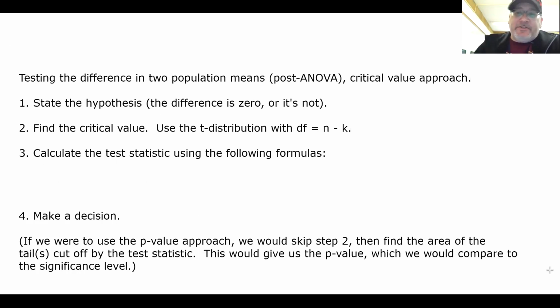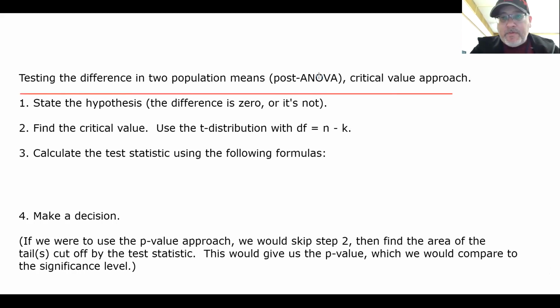So how do we do this? Well, let's do it using the critical value approach. And if you don't mind, I just want to draw a red line underneath what it is we're doing. All right, testing the difference in two population means post-ANOVA, critical value approach.